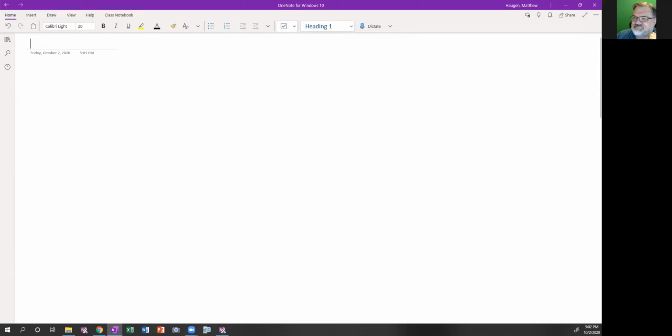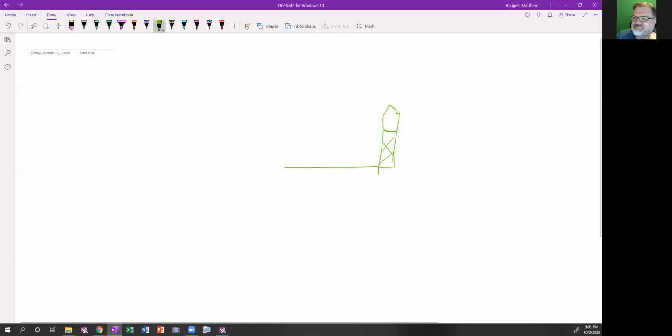Yeah, 6.2. Some of the numbers might be a little different from yours, but we have a water tower. That water tower is located 398 feet from a building. So it's 398 feet from some other building.